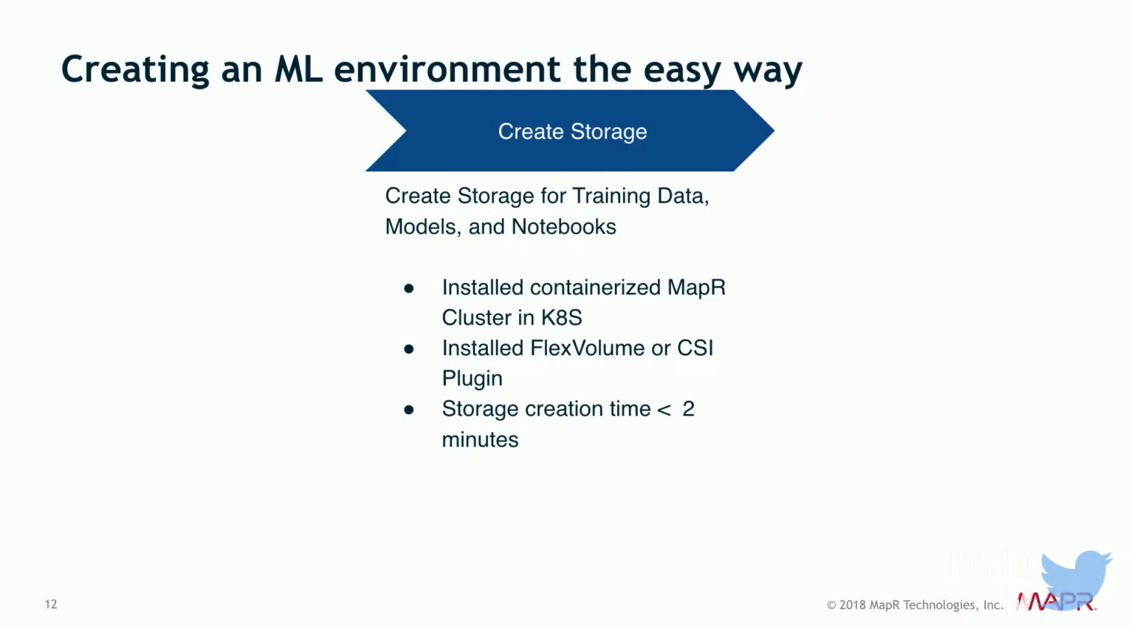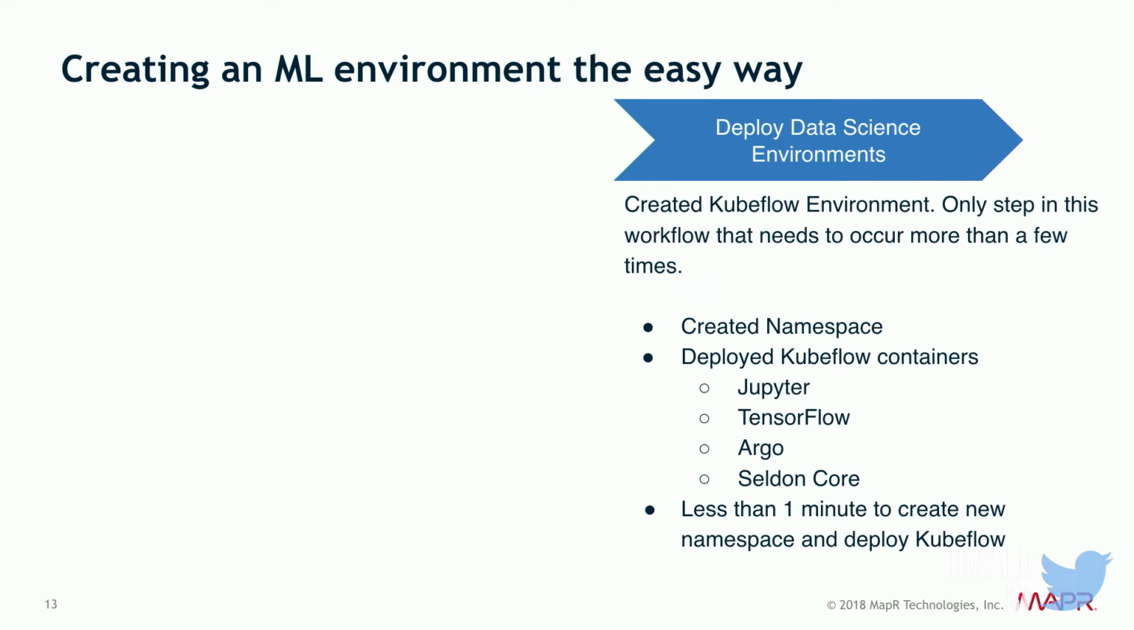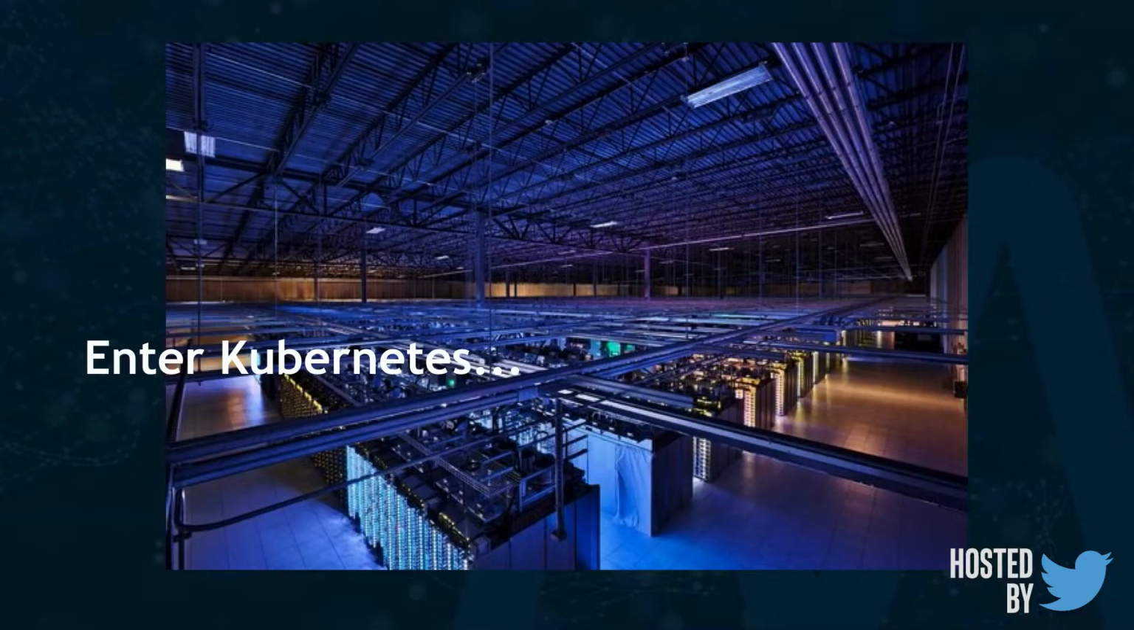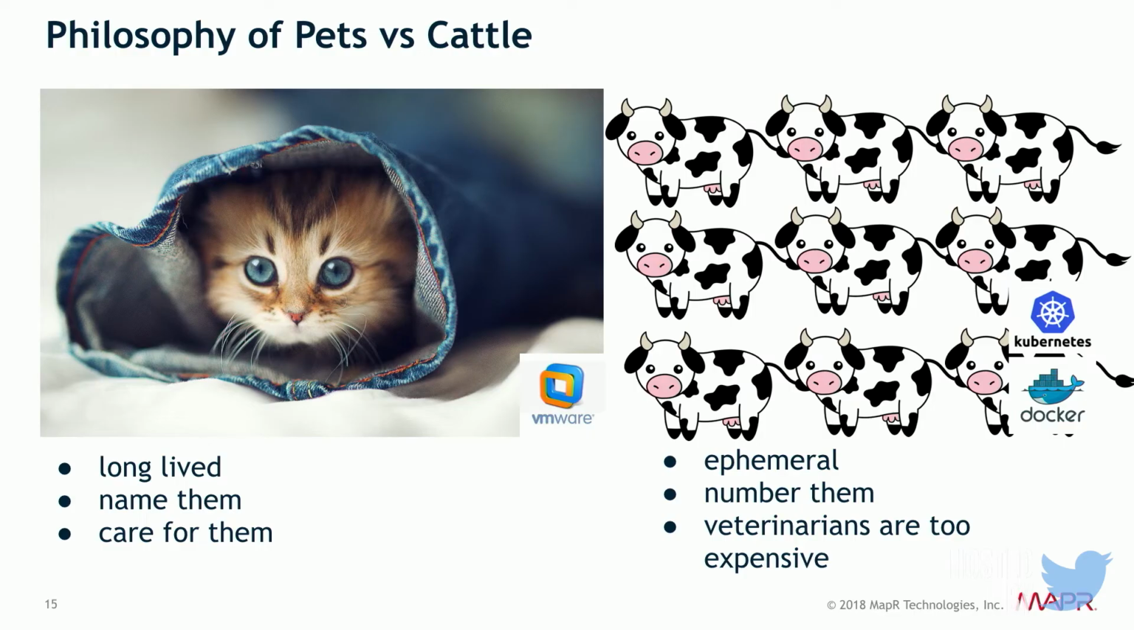And so we've created storage. We created the data science environments. We created JupyterHub, TensorFlow, Argo, Seldon Core. We'll talk about those as we go along. So Kubernetes is up. It's got our components in it. Kubernetes is really great. We can run warehouses full of workloads, and everything's wonderful. Kubernetes has this notion of pets versus cattle as a deployment model.